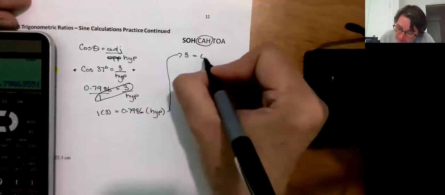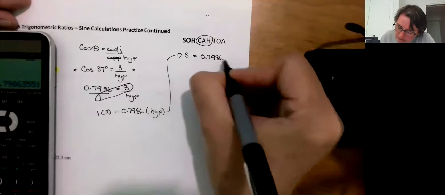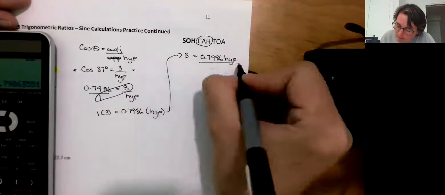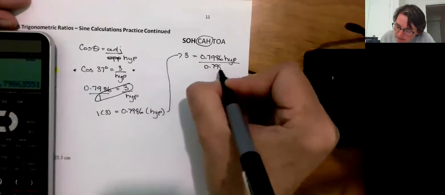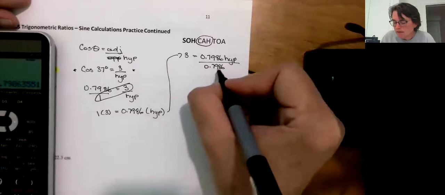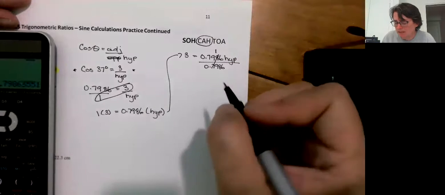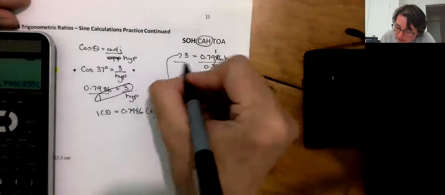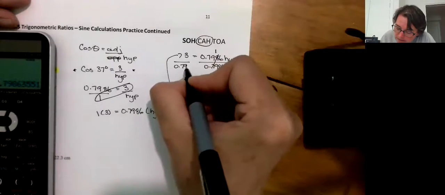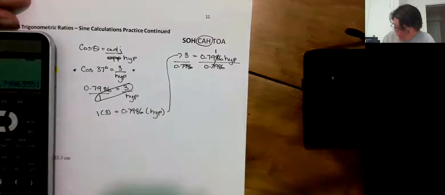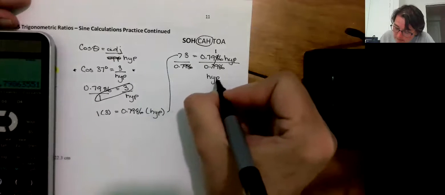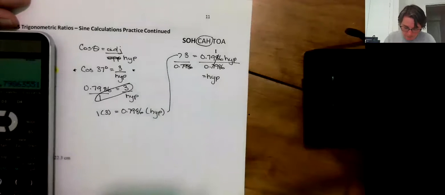0.7986 hypotenuse. And then we're going to divide by 0.7986. Right, because we want to get rid of this and have hypotenuse all by itself. When we divide that by itself, it cancels to 1, which we don't need to write. But we do need to write 0.7986, the exact same thing on the other side. Hypotenuse is equal to 3 divided by 0.7986. There we go.